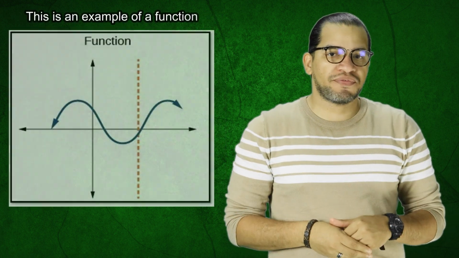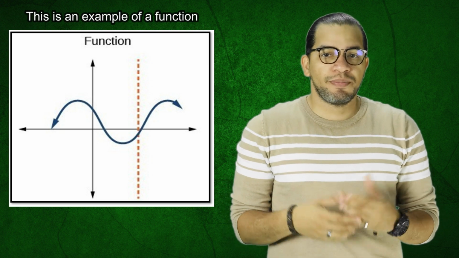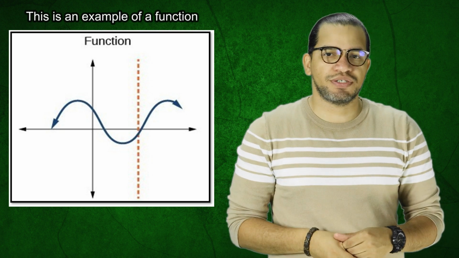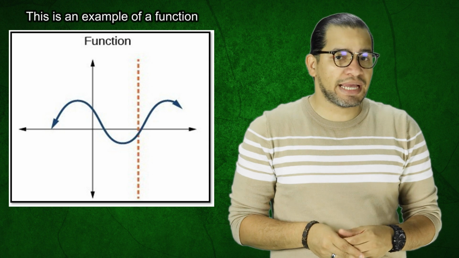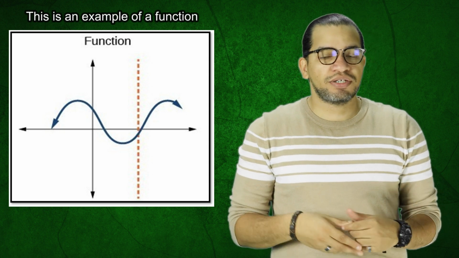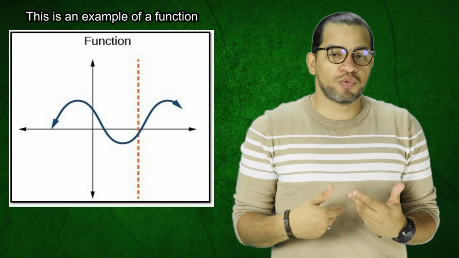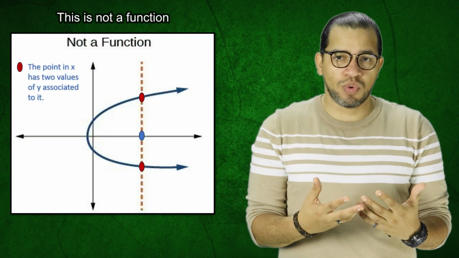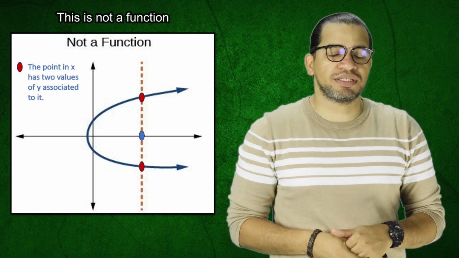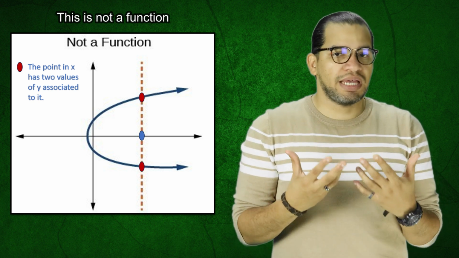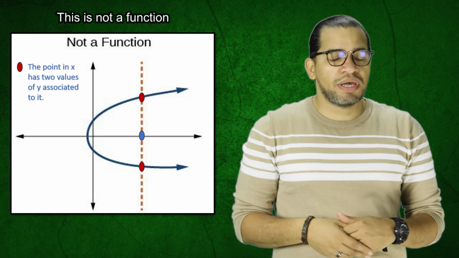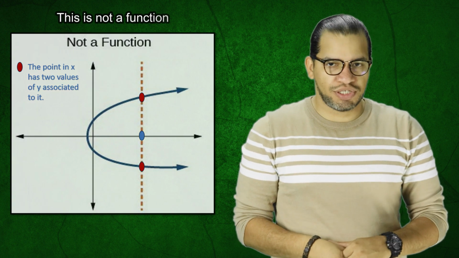Now, the first graph represents a function because it satisfies its definition. For each element x in X, there's a unique element in Y with which x is associated. Nevertheless, the second one is not a function because there are elements x in X with several y associations.